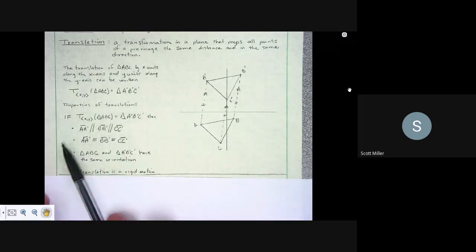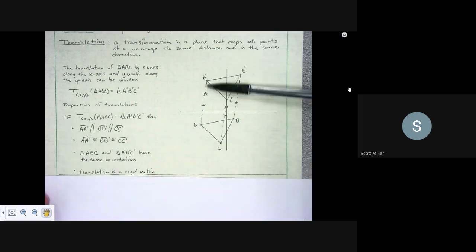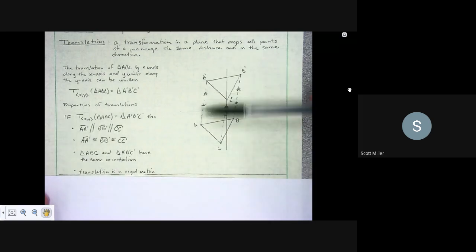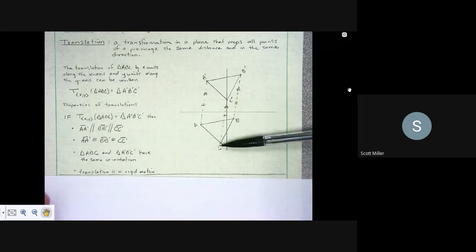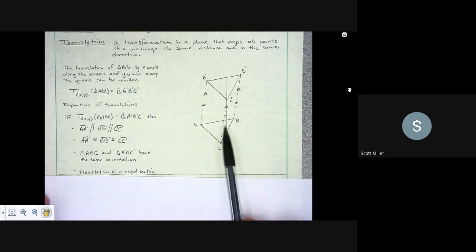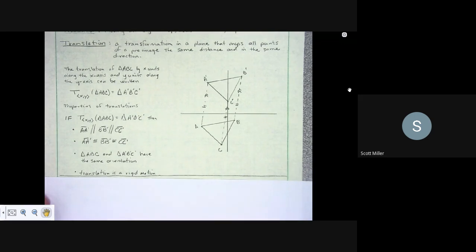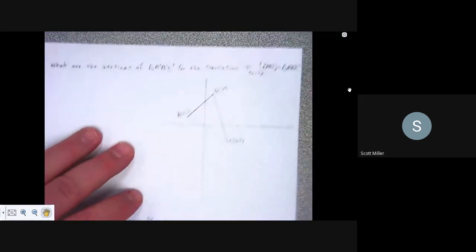So what are some properties that we have? All of these lines that you connect the preimage to the image, all of those line segments are all parallel and they are all equal length. That's what that means. These triangles are in the same orientation, and a translation is also called a rigid motion. So translation is pretty straightforward. Let's go ahead and take a look at an example of how I can use a translation or find a translated shape.